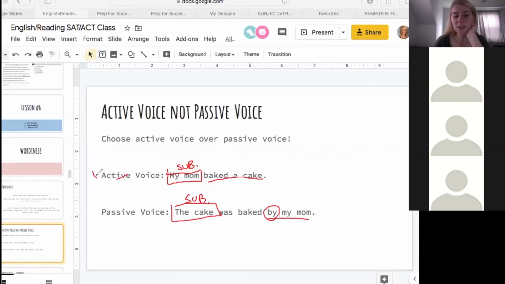So this active voice here is better than the passive voice. Simply why? Because this says it in about 5 words. This is what, like 7 or 8 words? So 5 is more concise, which is better. So it's something that they actually test on this exam. So kind of when in doubt, go with the shortest answer.